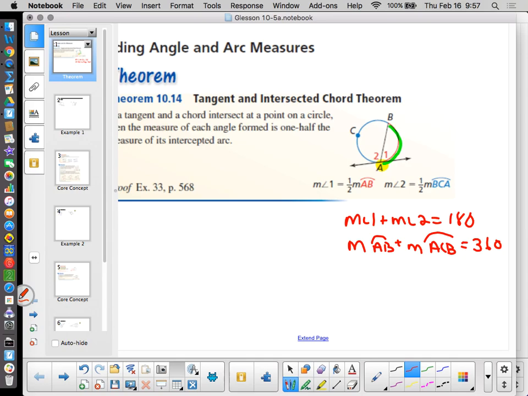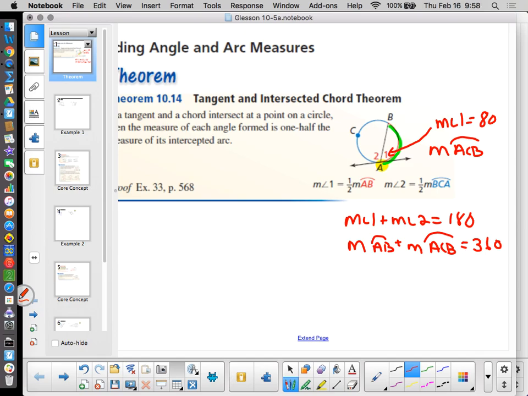So if they say, for example, angle 1, they love to give you questions like this. Angle 1 is, say, 80 degrees. Find the measure of arc ACB. So they ask you for the opposite arc instead of the arc that's caused by that angle. But that's not so hard because, well, if 1 is 80, 2 has to be 100 because they're supplementary. So that arc is 200.